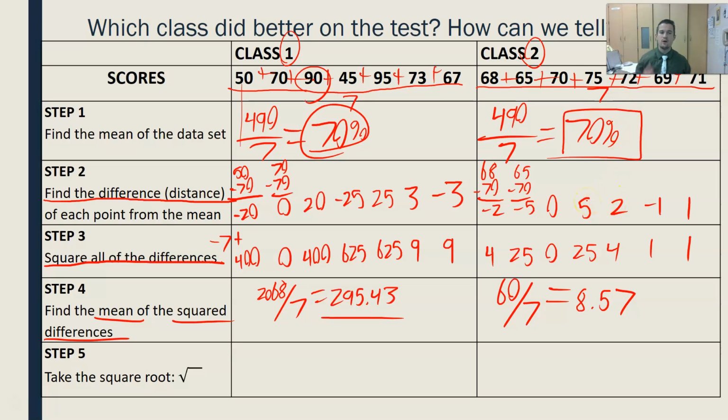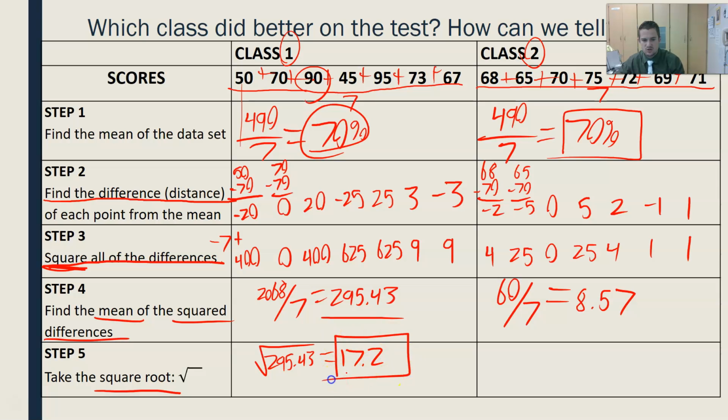So that was step 4 in finding the standard deviation. I found the average, or the mean, of all of those squared differences. Now, last step. Since I squared all these numbers earlier, now I'm going to take the square root. The square root of 295.43 is equal to 17.2-ish. And then the square root of 8.57 is 2.9.